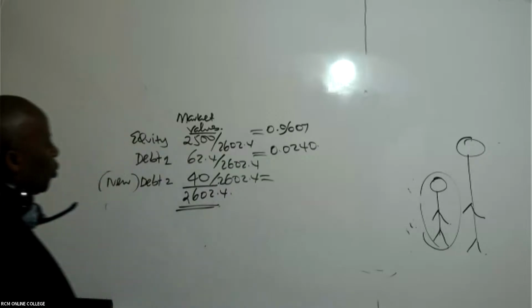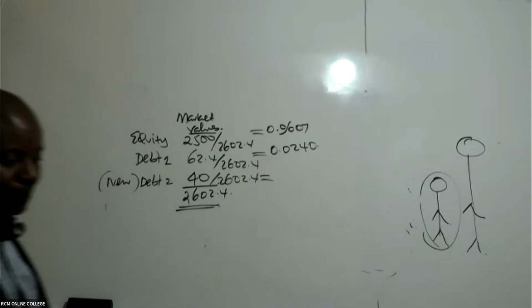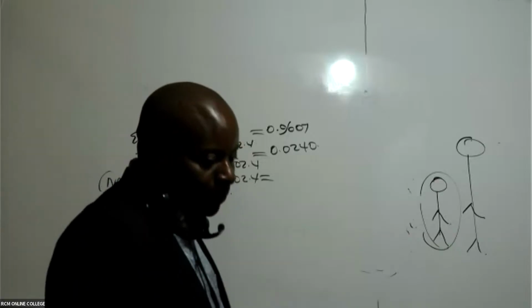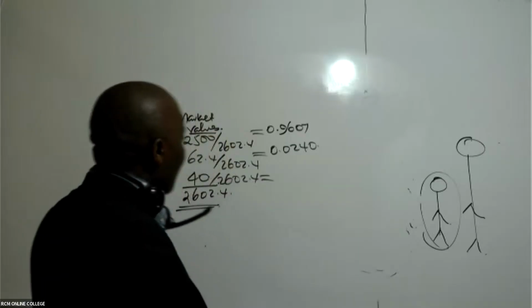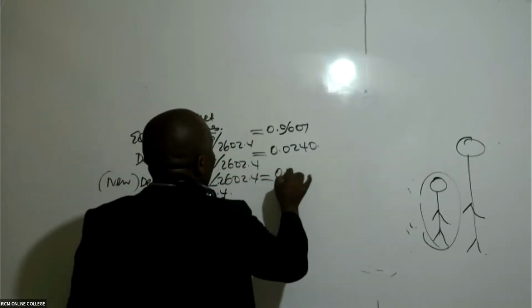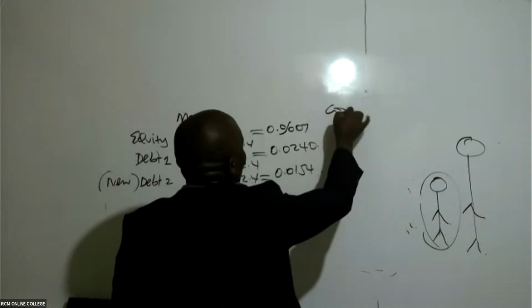And then we have that 2. What will be the weight here? The last one. 0.0154, like that.